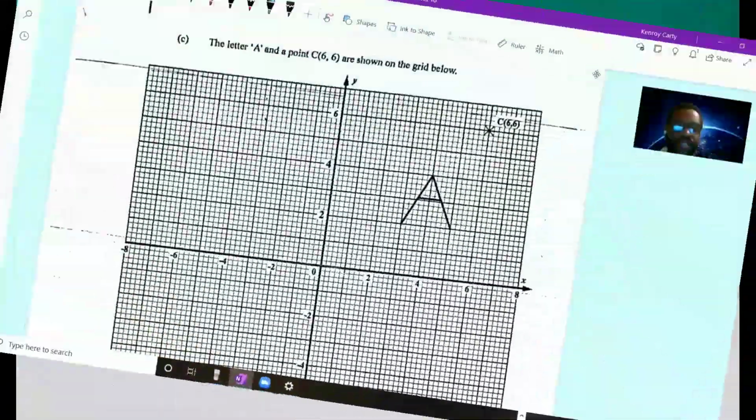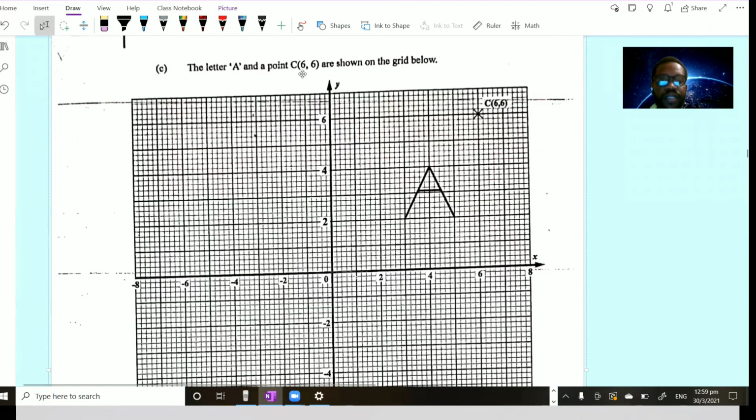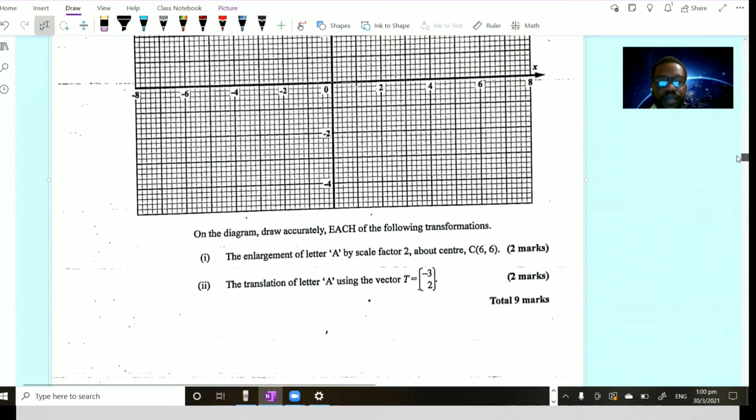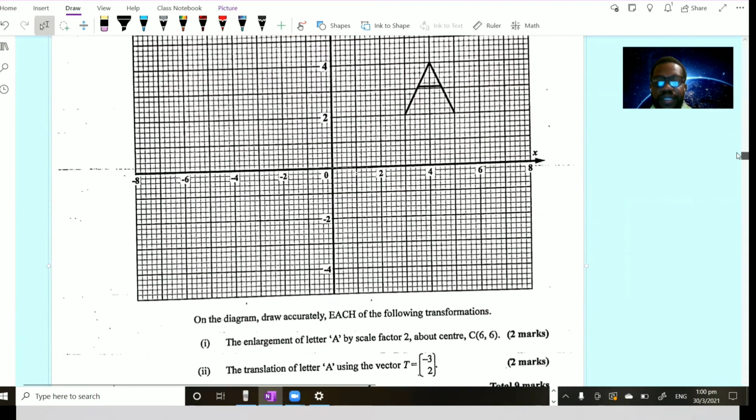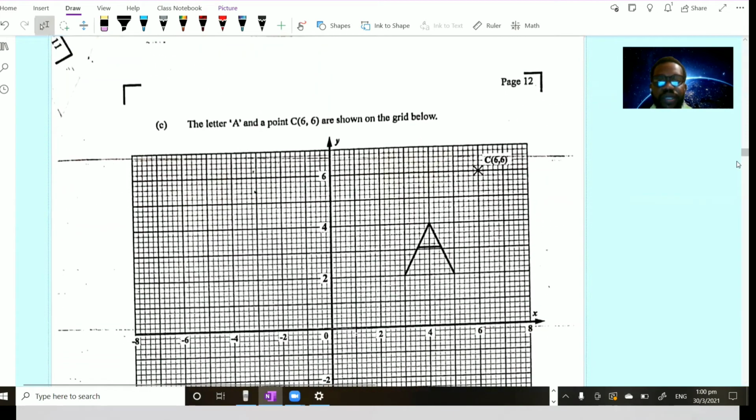All right, for C, it says the letter A and a point C66 are shown on the grid. So you have letter A and you have the point C66. It says on the diagram, draw accurately each of the following transformations. The enlargement of letter A by scale factor 2 and center C66. Now there's a lot of ways to do it. You can actually use your ruler to know that the distance of the object from the center is half the distance of the image from the center. In other words, the distance of the image from the center is twice the distance from the object to the center. All right, so if you have a ruler, let me just pull up a ruler quickly.